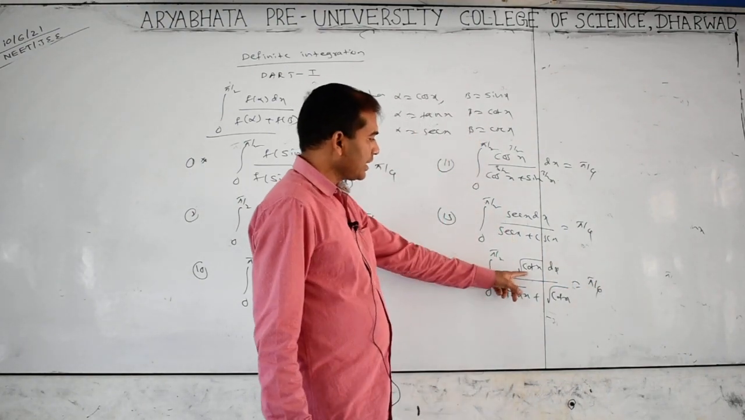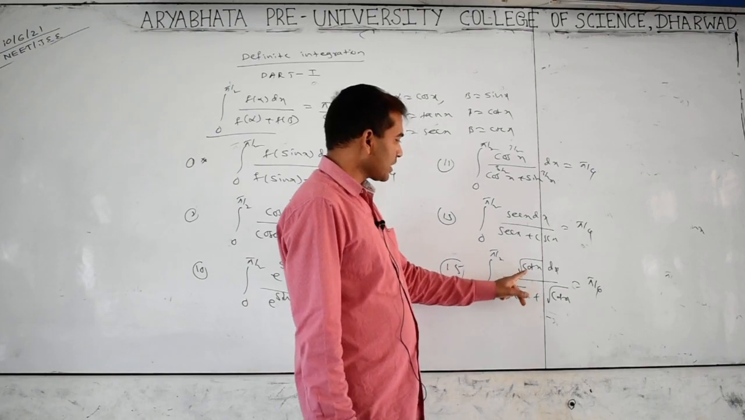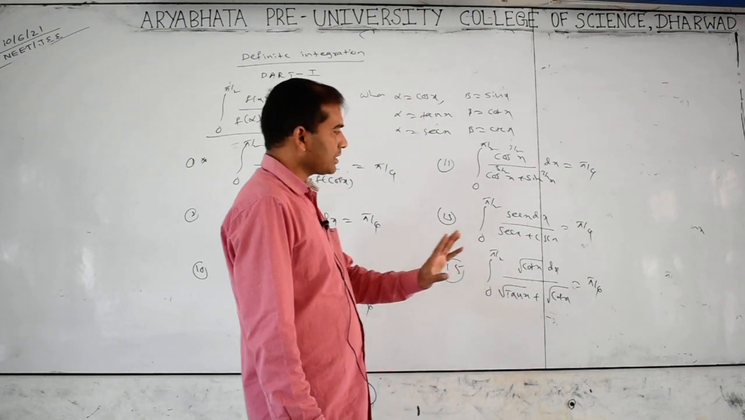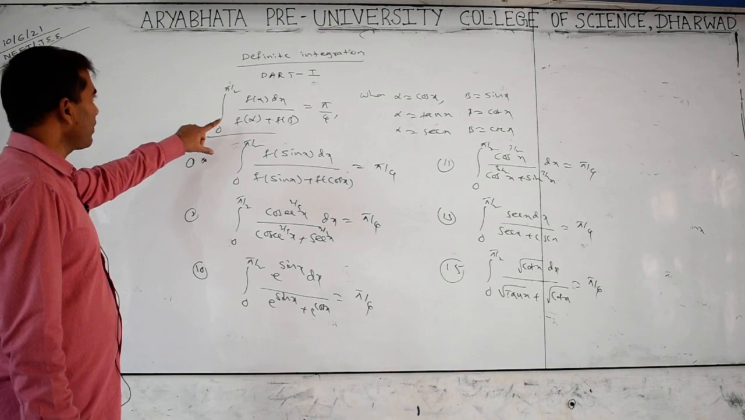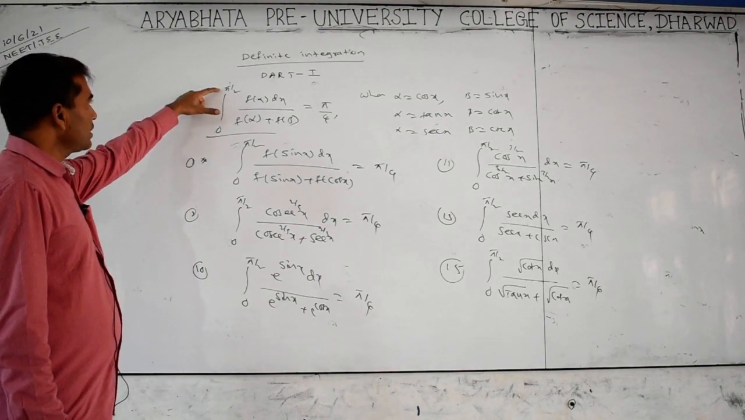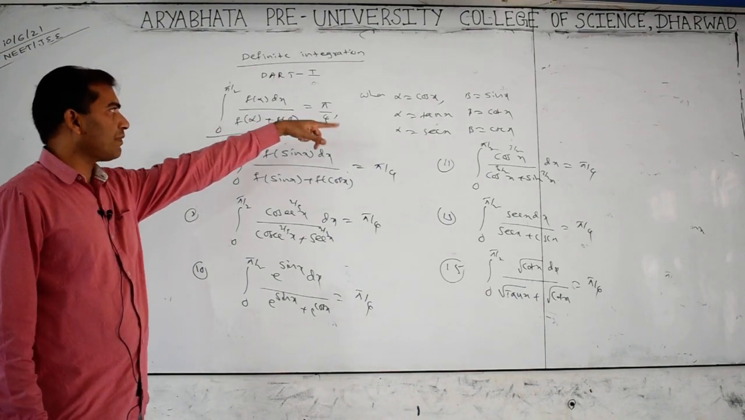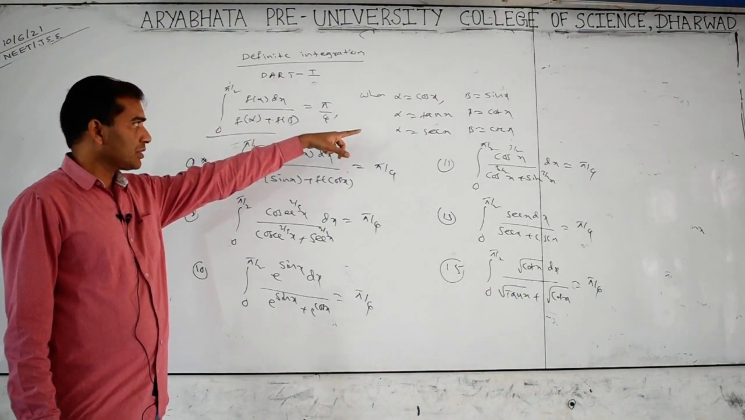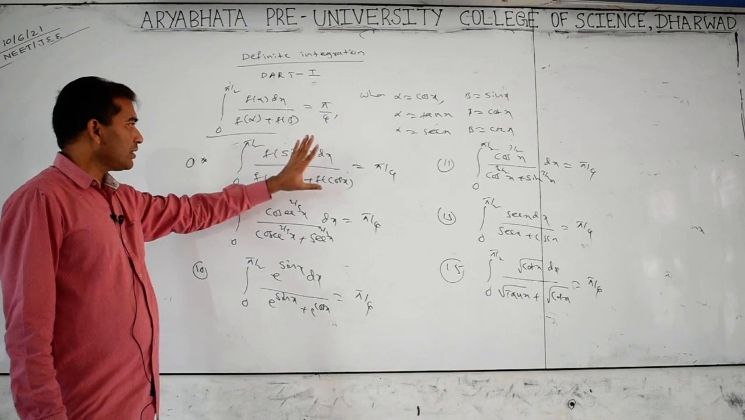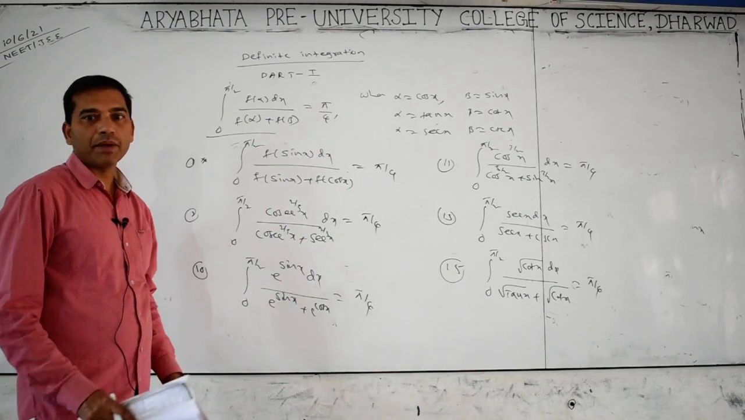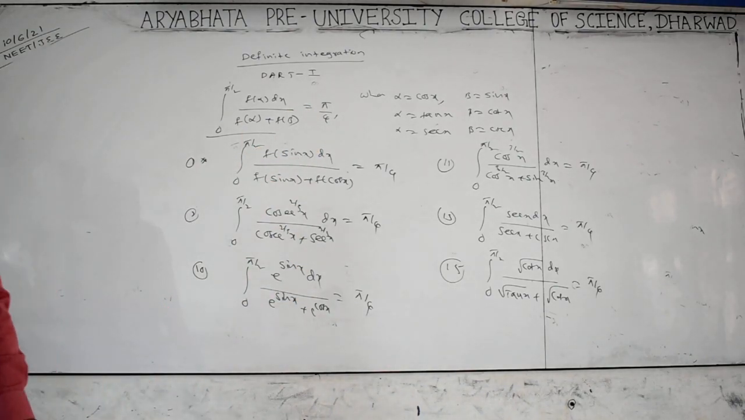Here, if it comes sin cos, if it comes cosec sec, in all cases the answer is pi by 4. Understood this type of model? If it is 0 to pi by 2 f of alpha dx by f of alpha plus f of beta, where alpha and beta we have taken those, if it comes this function here, in all cases the answer is pi by 4.